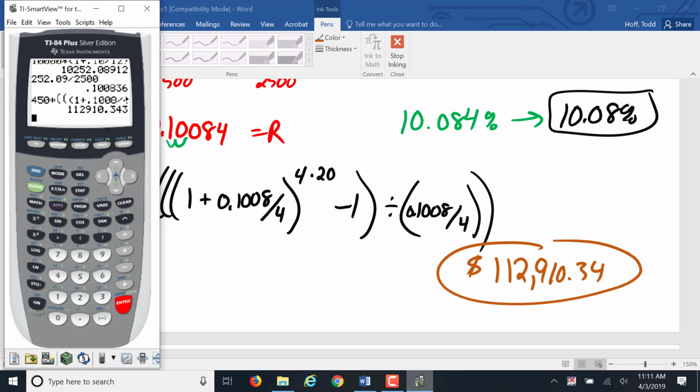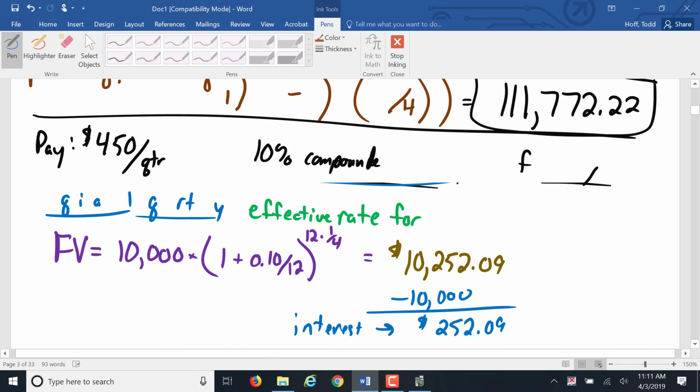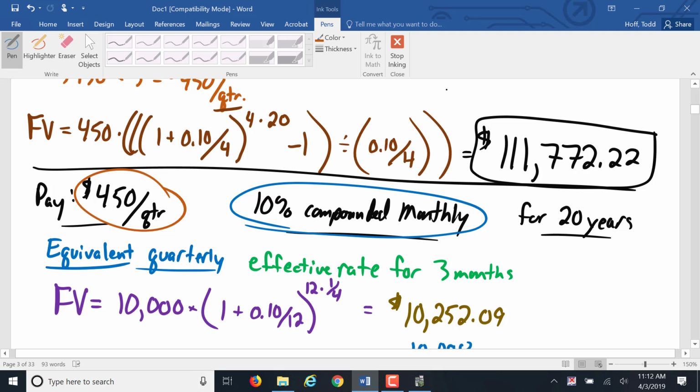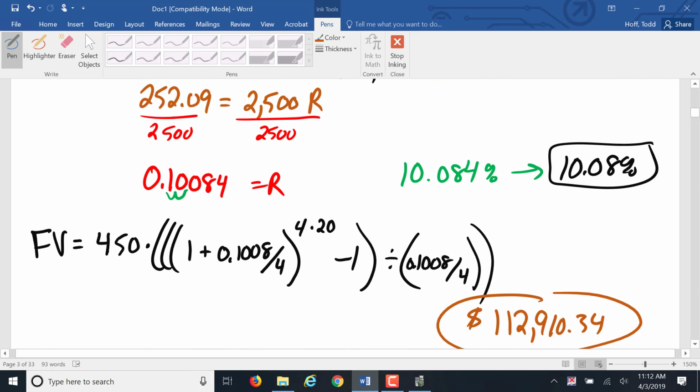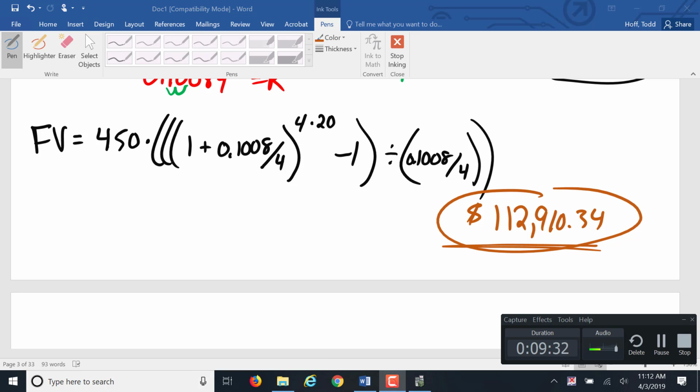So now you'll notice the interest rate was the same, 10% for both. The amount contributed was the same. Up here, $150 a month is equivalent to $450 every 3 months or every quarter. But up here, since it was only compounded quarterly, you only had $111,772. Here, compounded monthly gave us $112,910. So those are ways to compensate if the frequency of investment is not equivalent to the compounding.